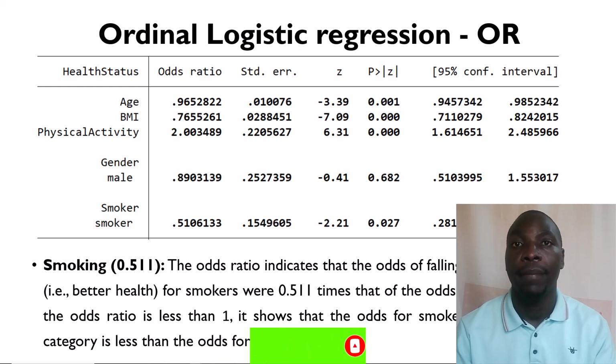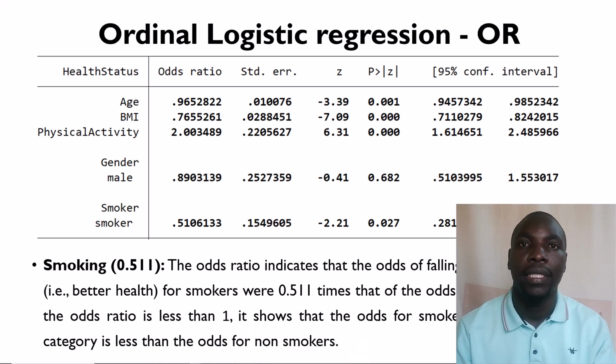Next, we shall look at another type of regression called partial regression for count outcomes.